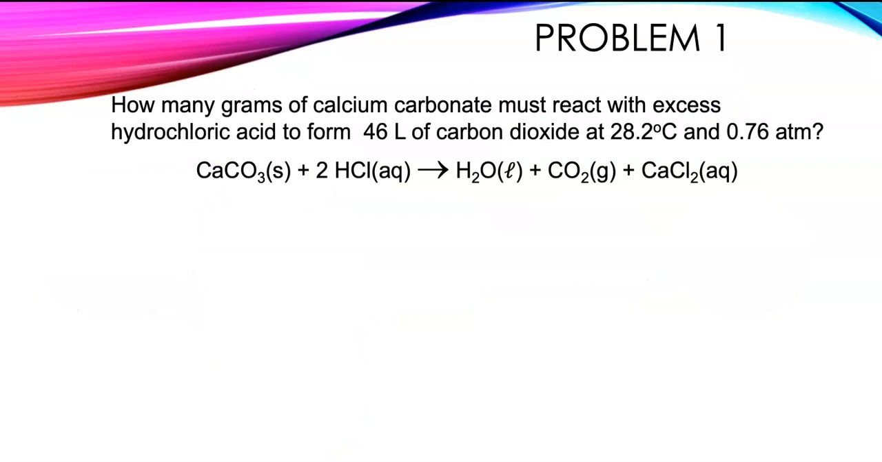How many grams of calcium carbonate must react with excess hydrochloric acid to form 46 liters of carbon dioxide at 28.2 degrees Celsius and 0.76 atmospheres? We are given the balanced equation. That's always really helpful to have that. So I'm solving for mass of calcium carbonate.